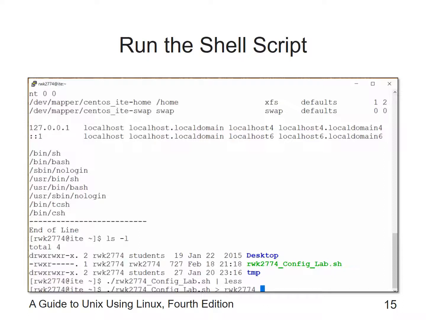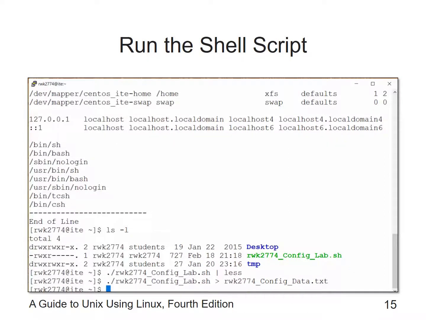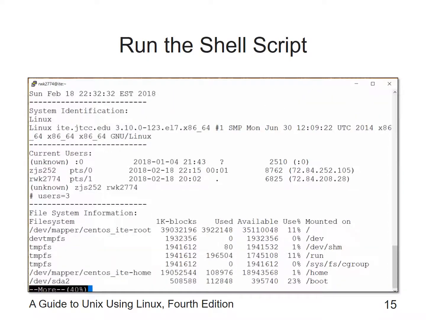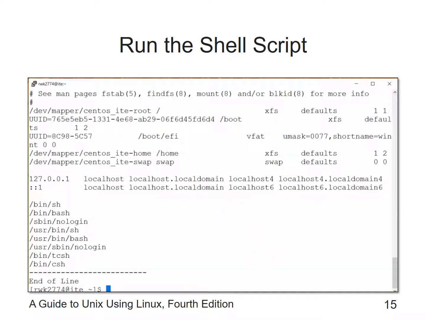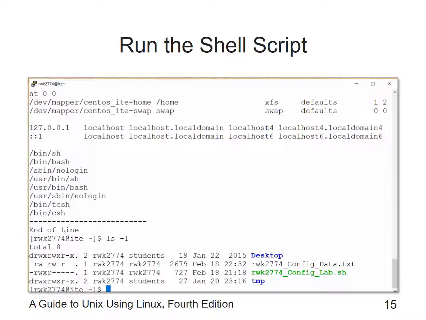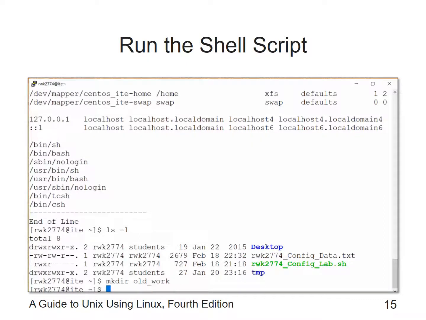In this case, rwk2774_config_data.txt. Now we have a text file that we can manipulate. We can change permissions on it, we can copy it, or we can move it from one location to another. Notice it has all of the required information for our server book. At this point, we simply copy it to our required locations for the lab, old work and home/students.